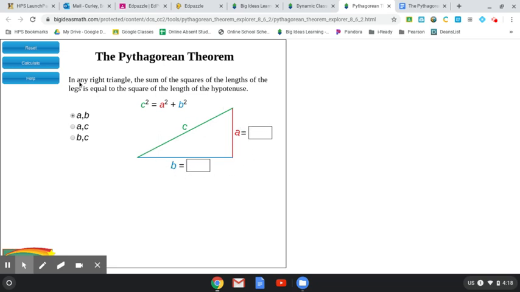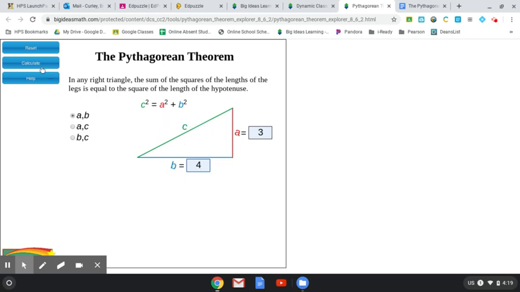So in any right triangle, the sum, addition, of the squares of the lengths of the legs is equal to the square of the length of the hypotenuse. So that means A squared plus B squared, or leg squared, plus other leg squared will equal the hypotenuse, which is this longest side, which is across from the right angle. So let's say that one of the legs is 3 and the second leg is 4. Now, based on what we're given, we're going to figure out what C is.